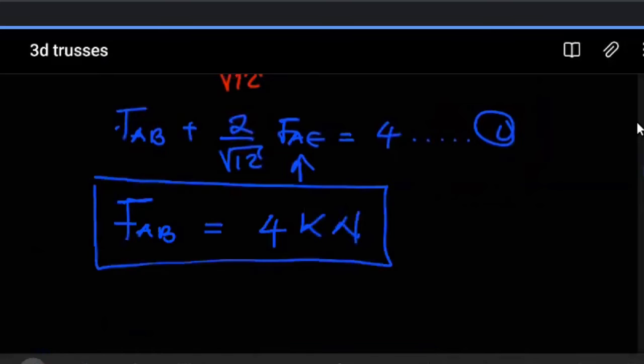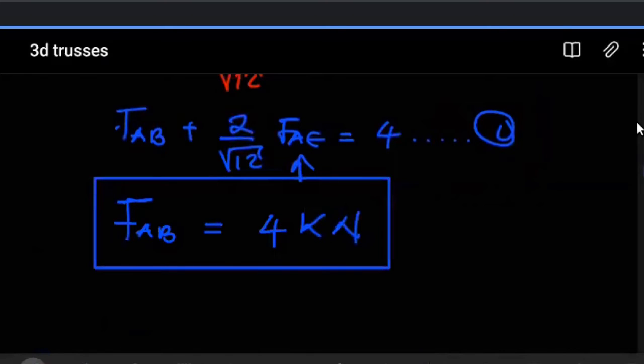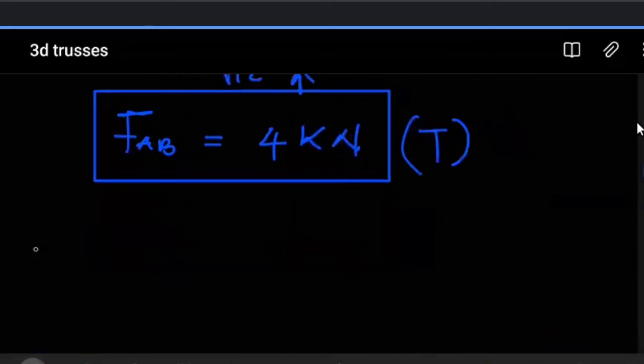And having found this, what is its state? What can we conclude here? Is it in tension or compression? Remember my assumption? My assumption was that everything was in tension. So if it comes out positive, then it is in tension. So this is tension. So we then move on to the third axis, sum of forces in the Z.